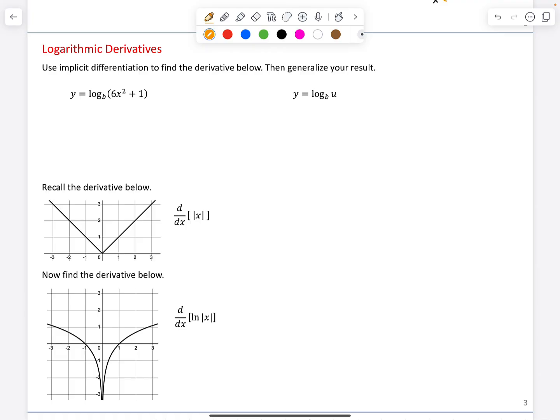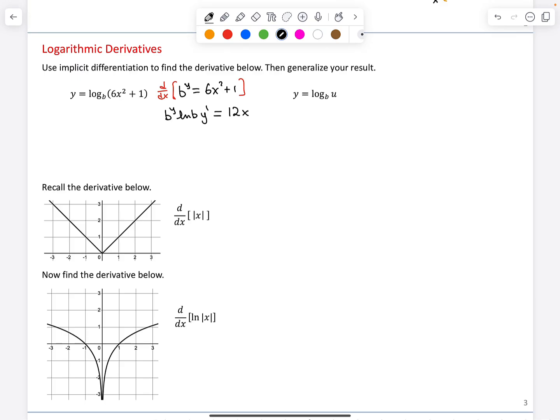Use implicit differentiation to find the derivative below, then generalize your result. So we're complicating the situation by putting an argument here that's no longer just x. I'm going to express this in exponential form. So b raised to the y would be equal to this argument. Now I'm going to differentiate both sides with respect to x again. Use implicit differentiation. So on the left, we still get b to the y times the natural log of b times y prime. And on the right, we get the derivative of the argument, which, using the power rule, will just be 12x. The plus 1 goes to 0.